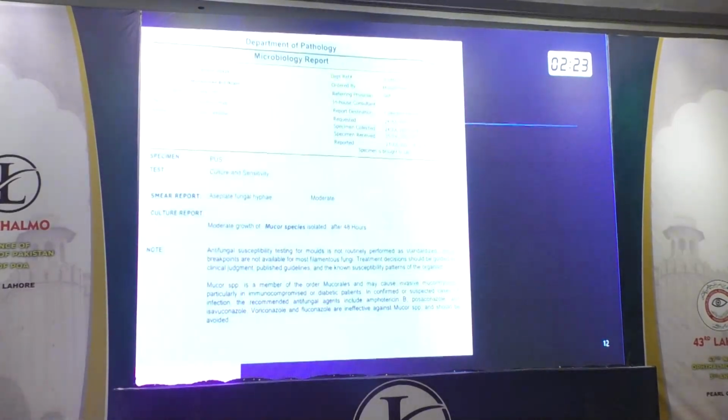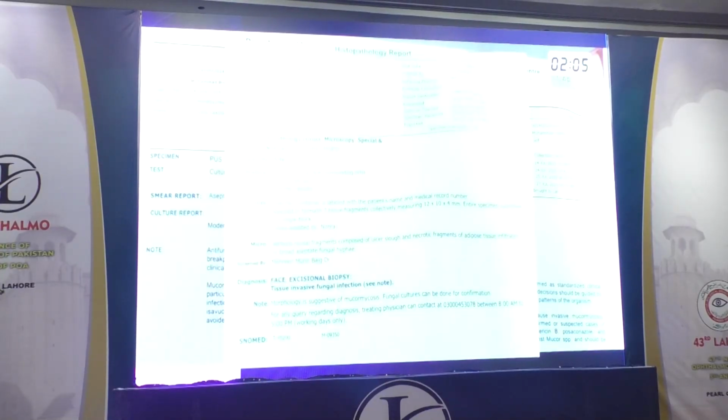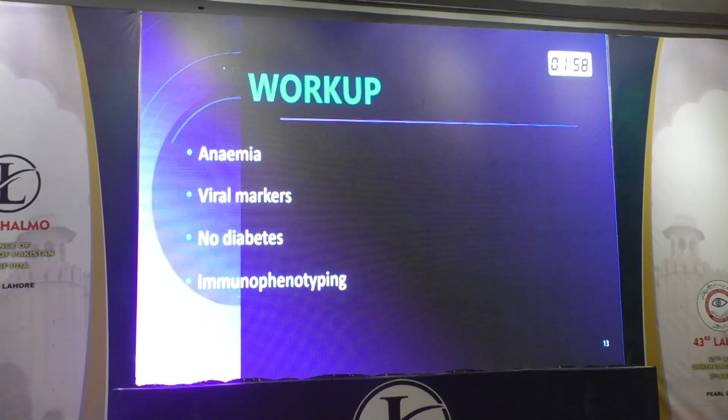Coming towards the diagnosis, the first report we received was that of the pus, which showed moderate growth of Mucor species within 48 hours. The second report was the fungal culture, after 72 hours, which also showed mucormycosis. The third, which came after 5 days, was the histopathology report, which further supported our diagnosis. Next, a workup was done to find out why this patient had mucormycosis, because he was only 2 months old and there was no precipitating factor.